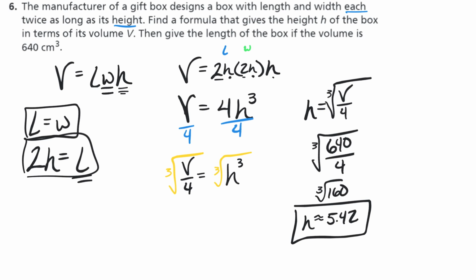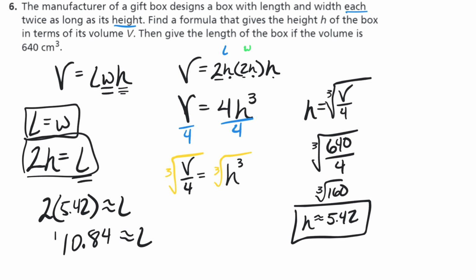Remember, it told you that the length is twice as much as the height. So we go back to this formula, and it's 2 times the height, which is 5.42. And we will get our length, and our length ends up being 10.86 with the rounding. I went back to my equation. Actually, we'll just do it based on our rounding. 4. We'll go 4. So that's what we would have there.